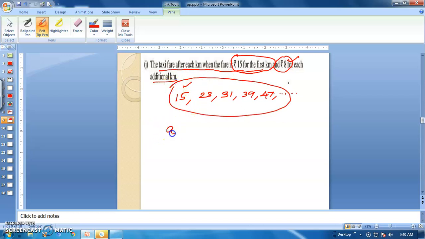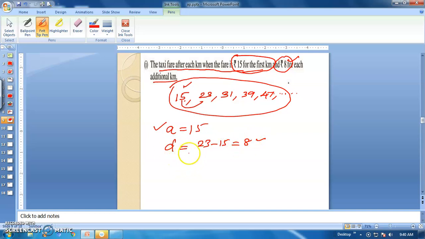What about the first term of the AP? 15. So the first term can be denoted by the letter a. What about the difference of the AP? How can you find the difference? The difference is nothing but, the formula is there: we have to subtract the first term from the second term. That is 23 minus 15 equal to 8. So 8 is the common difference.